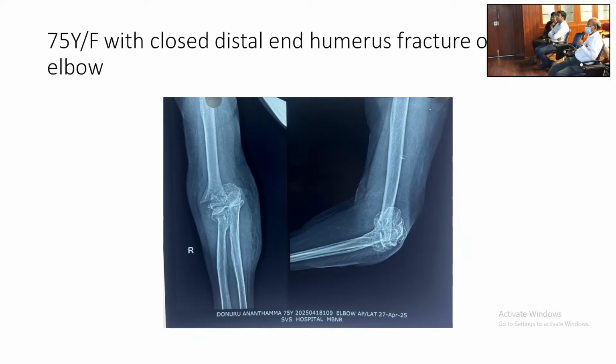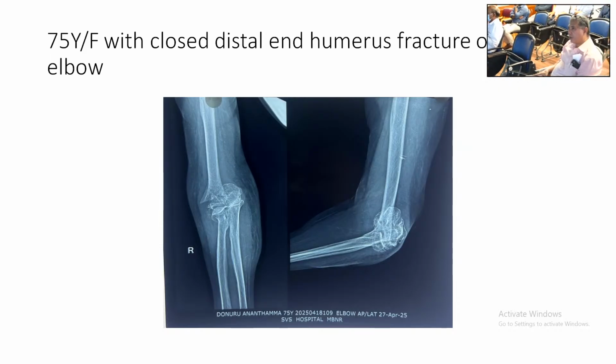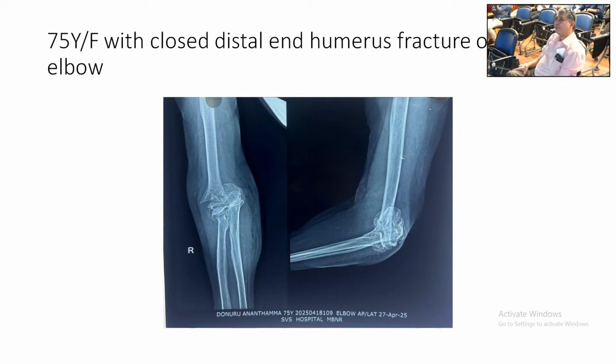What is Risser sign? R-I-S-S-E-R. Risser sign is one of the indicators of skeletal maturity. The iliac apophysis fuses with the iliac crest at the age of 24 years. That is called Risser sign. That is also one of the indicators of skeletal maturity.